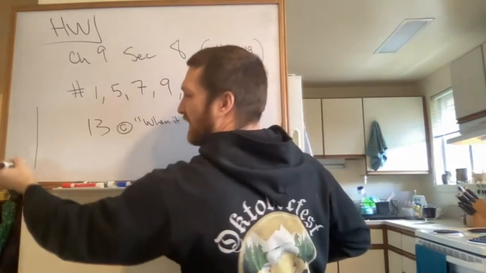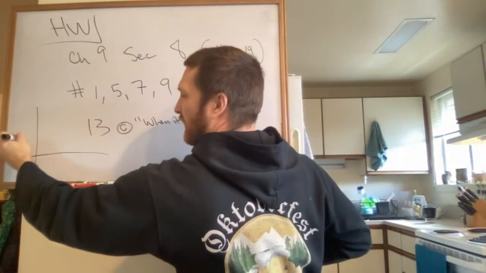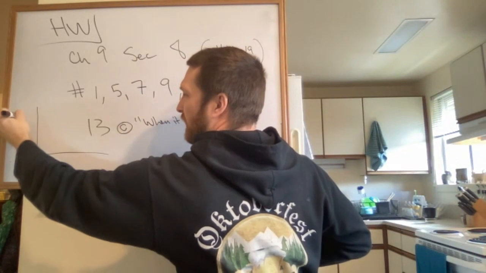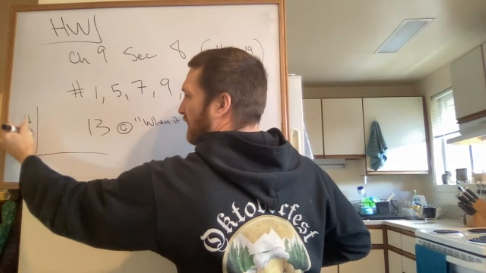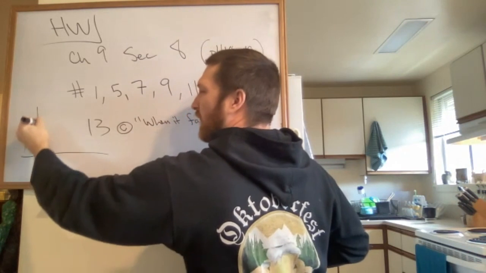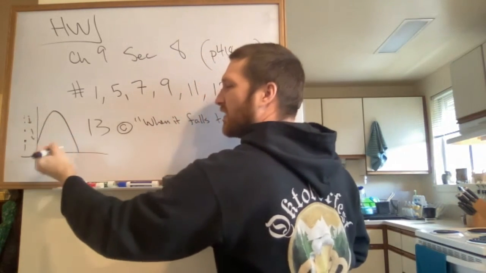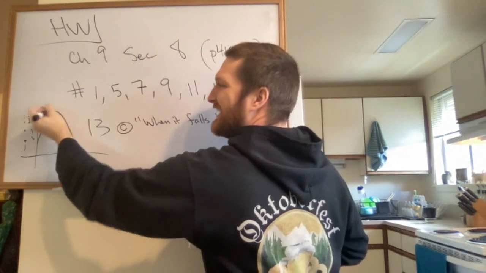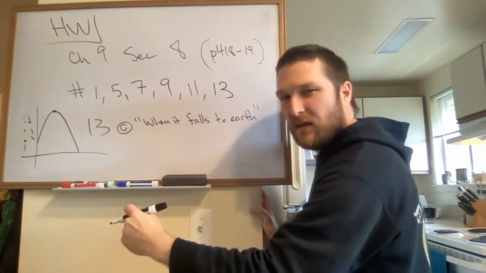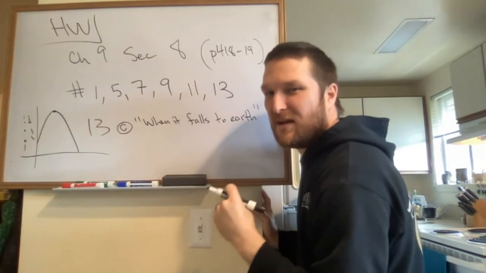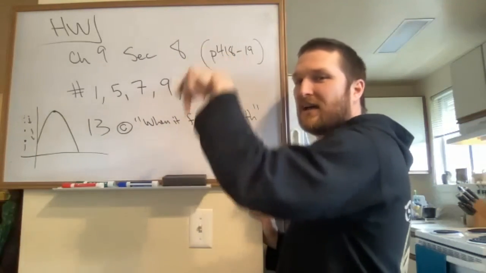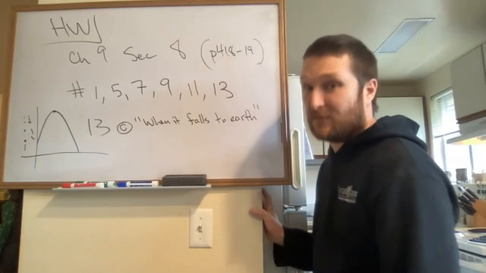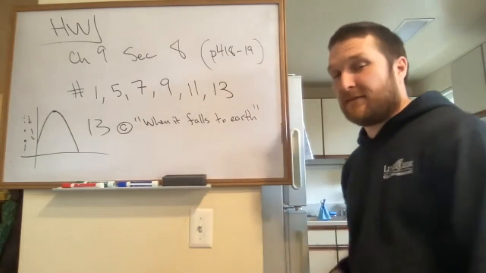If we're thinking about this as a rocket that went up, it started, it went up, and then it stopped, and then it came back down in the downward direction. When it fell to earth, I think they mean when it begins its fall. So when does it stop going up and start coming down? In other words, they're asking you to find the vertex, I think.